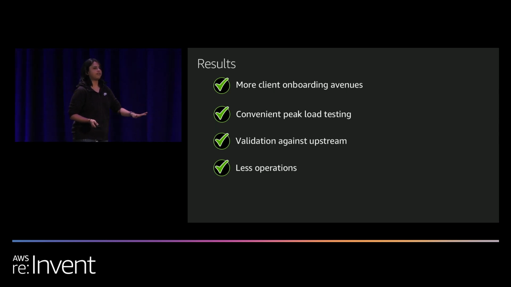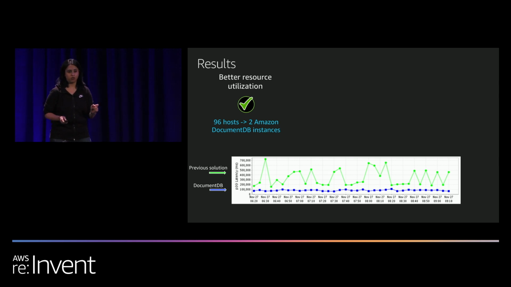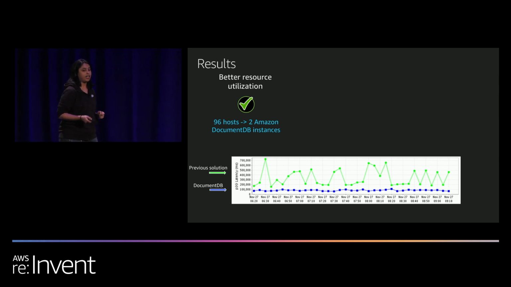Now, assuming all of this is a given, let's talk some interesting numbers. On the same production read-write traffic, we were able to go from 96 hosts down to 2 hosts, and our P99 latency numbers were still on the lower end than the previous offering that we had.